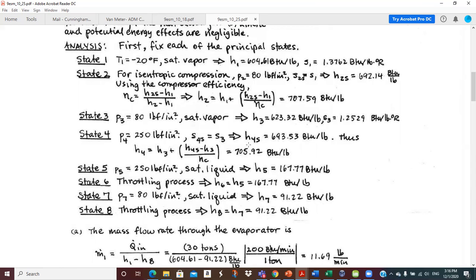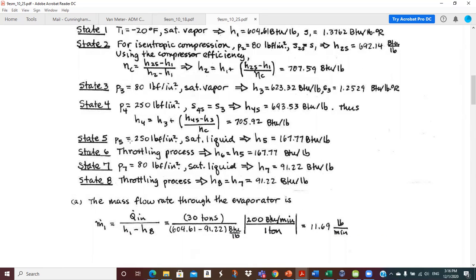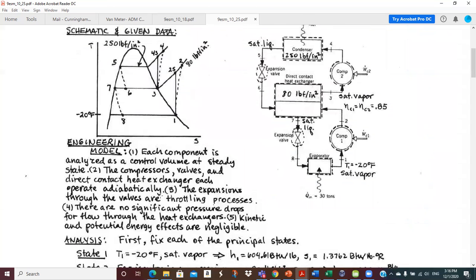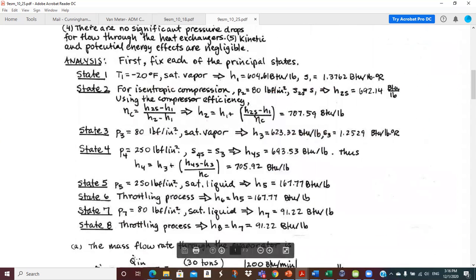Enthalpy at 5 is 167.77. And so from 5 to 6 is a throttling process. So we have the same enthalpy at 6 as we have at 5. And then let's see, at 7, what are we doing at 7? At 7, we're saturated liquid coming out of the bottom of this direct contact heat exchanger at 80 pounds per square inch absolute. So that's a pretty easy lookup.